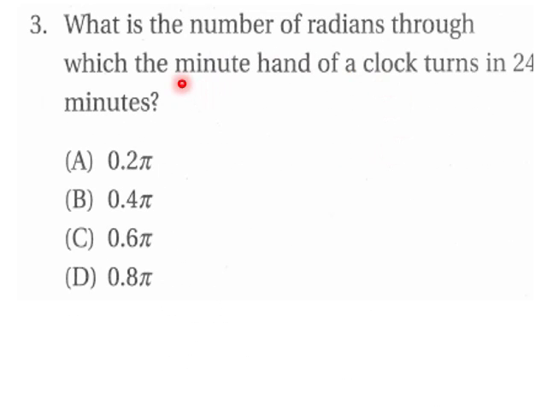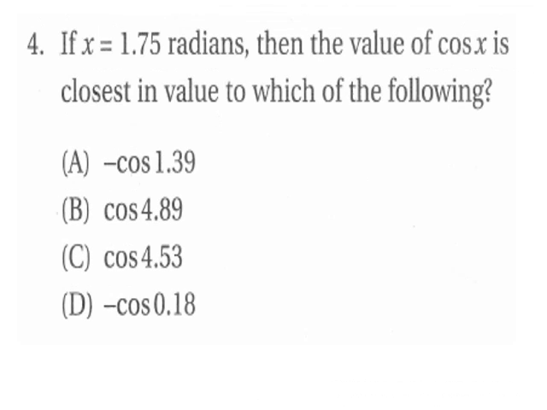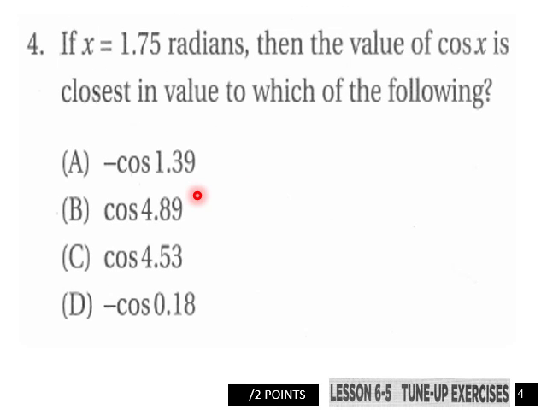And then number three: what is the number of radians through which the minute hand of a clock turns in 24 minutes? 24 minutes, so that's a good one. Not 24 hours, 24 minutes. 2 points for that.